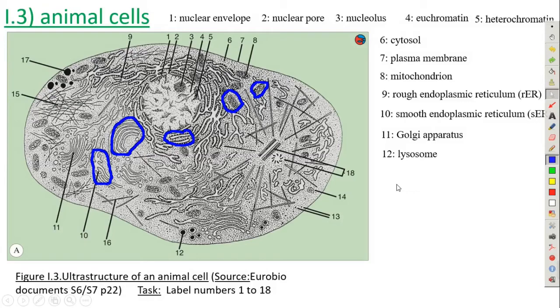Lysosomes, enzymes in these vesicles will destroy anything. You probably remember the case of phagocytes, where they have lysosomes to destroy parts of microorganisms. 13. Free ribosomes, polyribosomes, so all these are used to translate RNA into proteins.